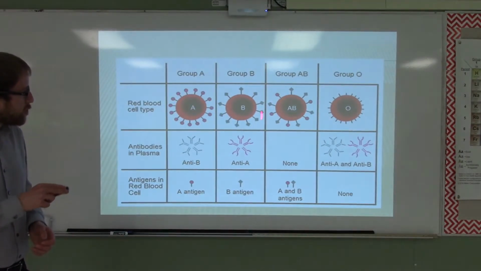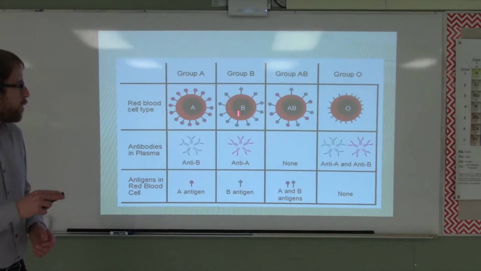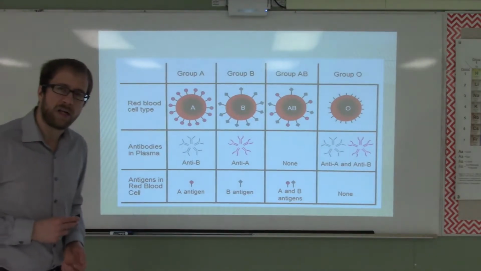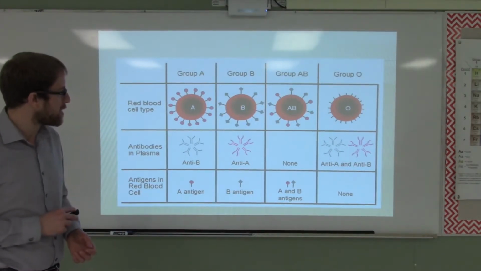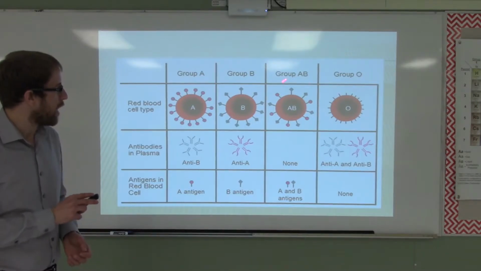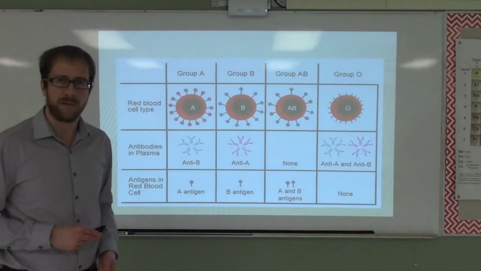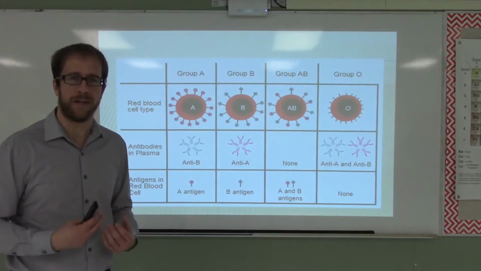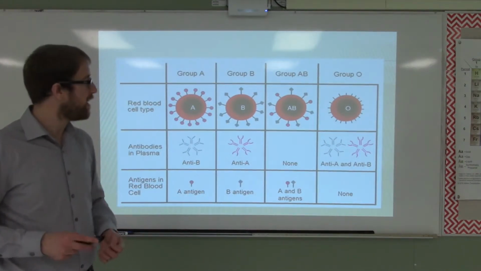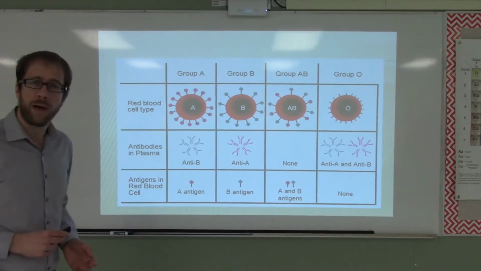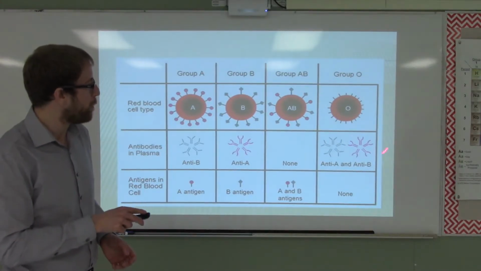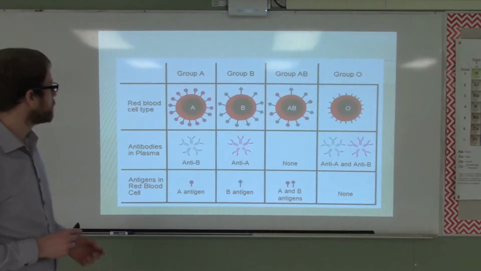Your B antigens, again, if you have type B blood, A is non-self, so you make A antibodies. Group AB, you have both antigens, therefore you will make no antibodies, because if you made antibodies, you would attack yourself and die. That'd be a horrible strategy. And lastly, type O, you have no antigens, therefore you make both antibodies.